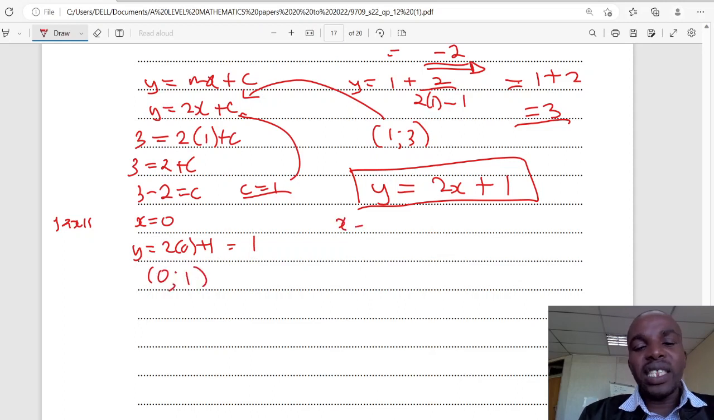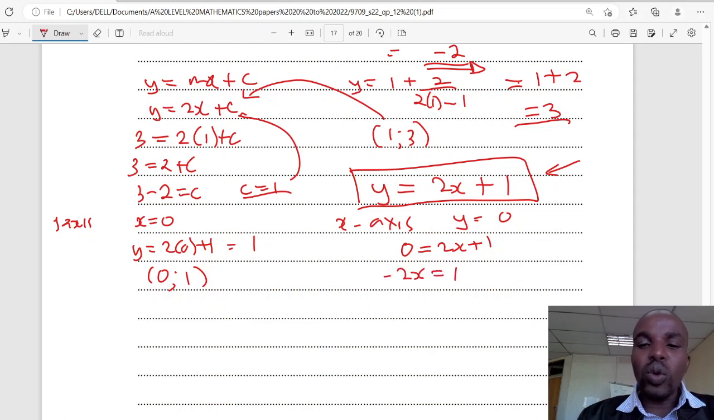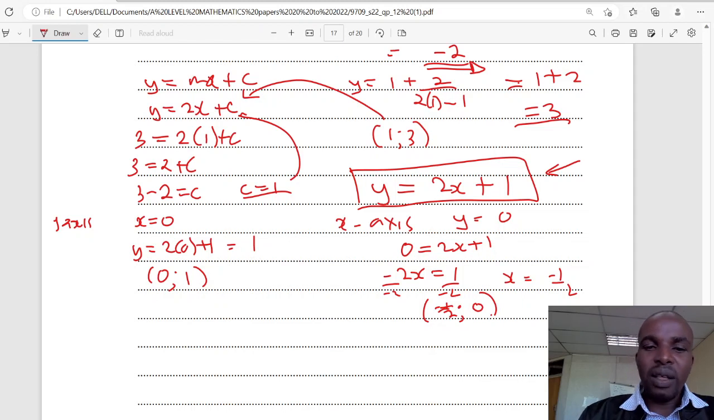Then along the x-axis, y is equal to 0. So you put y equals 0 in the same equation of this tangent. So it's 2x plus 1, so from this one you get minus 2x is equal to 1. So divide by minus 2 on both sides. You get x is equal to minus half. So we have a point (minus half, 0), and y is equal to 0. Something like this.